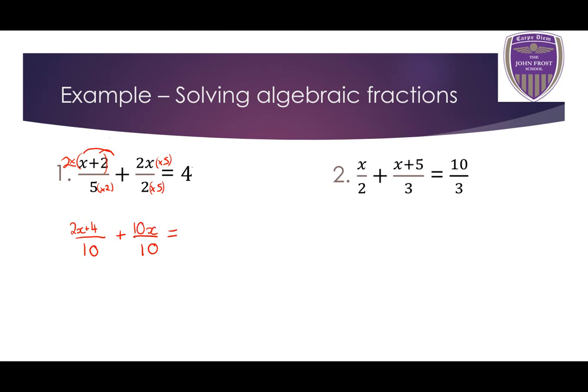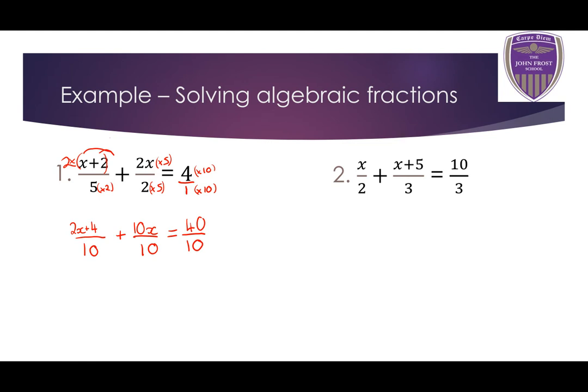Now, what about this 4? We can't just leave this 4 as it is. Hopefully, you should remember that if we want to write 4 as a fraction, it would be 4 over 1. So we want to change this to something over 10 as well. So what do I have to multiply 1 by to get 10? I have to multiply by 10. Therefore, I have to do the same to the top as well. So 4 times 10 will be 40.